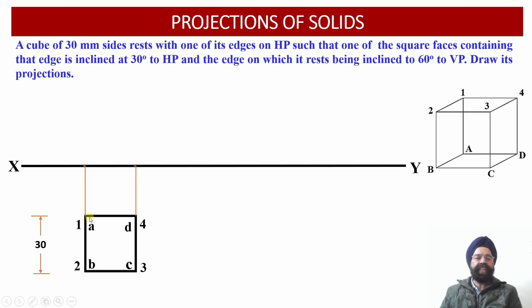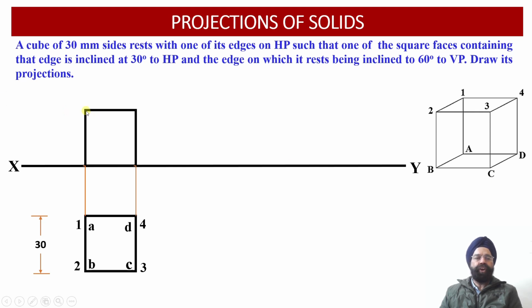Now we want to proceed with the construction of the front view projections of the cube. So we know that the cube is resting on the base on the horizontal plane. So we can check B dash and A dash points, they will be lying onto the XY reference line over here. C dash and D dash points will be lying onto the XY reference line over here. Now we know that the height of the cube is also equal to 30 millimeter.